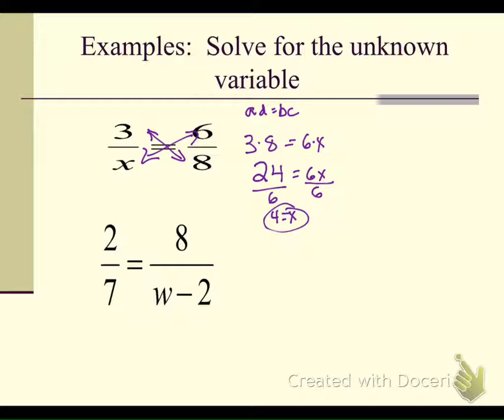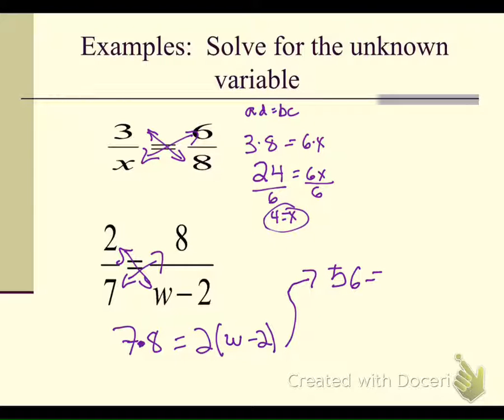Okay. So our next one is cross product. So again, we see that 7 times 8 equals 2 times. You need parentheses here because subtraction is occurring. So 2 times the quantity of W minus 2. What is 7 times 8? So I'm going to move that up here so I have space. 56 equals 2 times W minus 2.